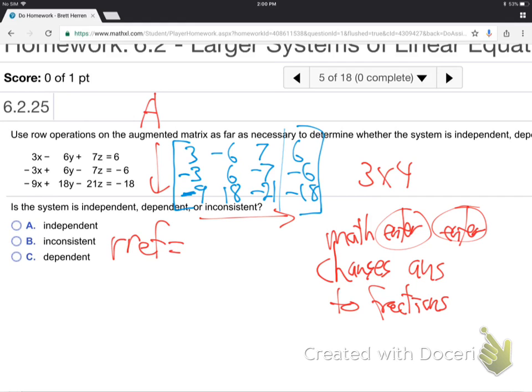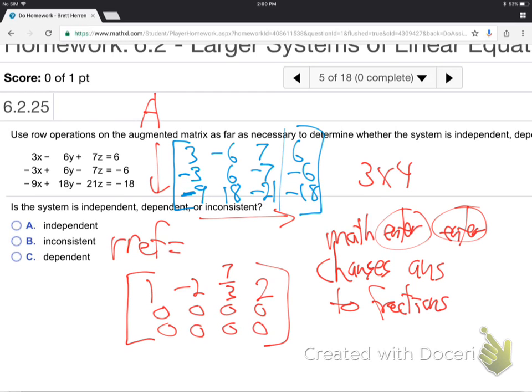So there's the matrix. There's my answer matrix. So let me write that down. The answer matrix I'm getting is 1, minus 2, 7/3, 2, and 0, 0, 0, 0, 0, 0, 0, 0. Okay, so we're getting that. So back to it. What does that kind of an answer matrix mean?